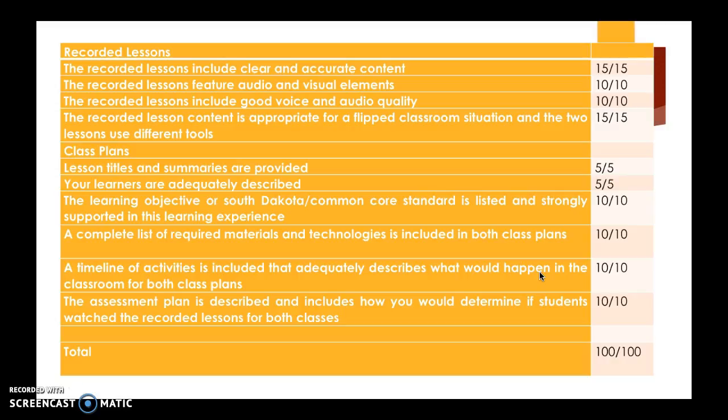And then the plans, the class plans: lesson titles and summaries provided, learners adequately described, learning objective is listed and strongly supported, complete list of required materials and technologies is included, and the timeline of activities adequately describes what would happen in the classroom for both class plans. So again, there are 2 class periods, 2 lessons, and each one of them has to have a lesson plan for the 2 class periods.